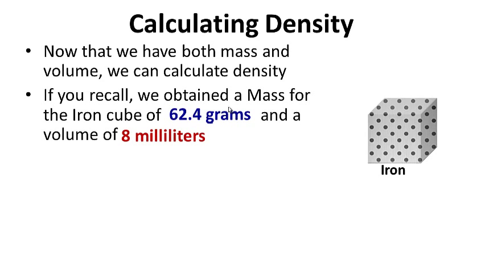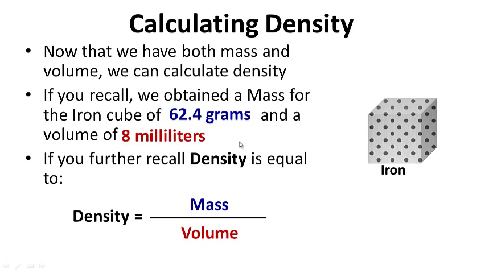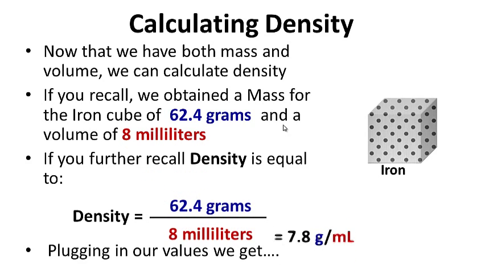If you recall, we obtained a mass for the iron cube on the scale of 62.4 grams and a volume of 8 milliliters. If you further recall, density is equal to mass divided by volume. So plugging our values into our density expression, we get our mass, our volume. So the density of iron here is 7.8 grams per milliliter.